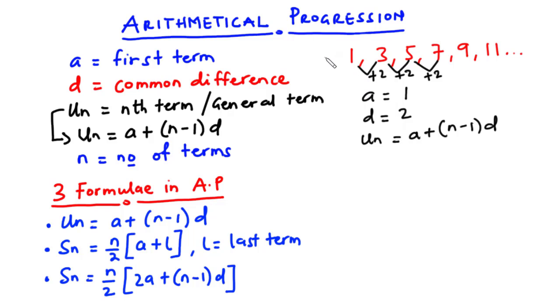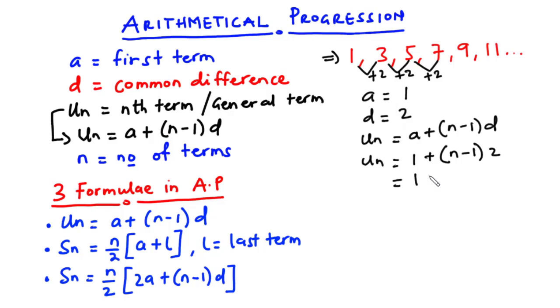Now for this particular sequence, we have a to be 1, that is the first term, and then we have the common difference to be 2. So we can find the general term or the formula that produces this sequence. So we have un equals, a is 1, plus n minus 1 multiplying d, which is 2.